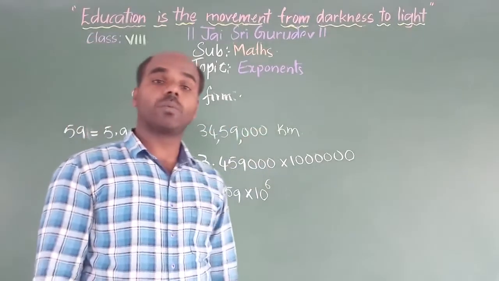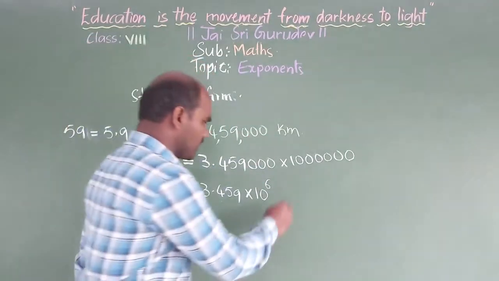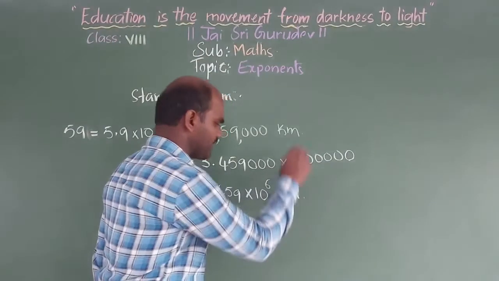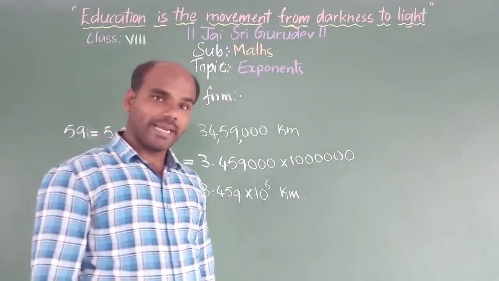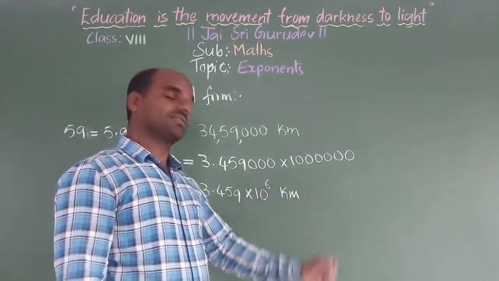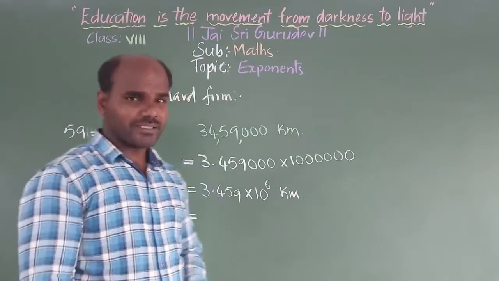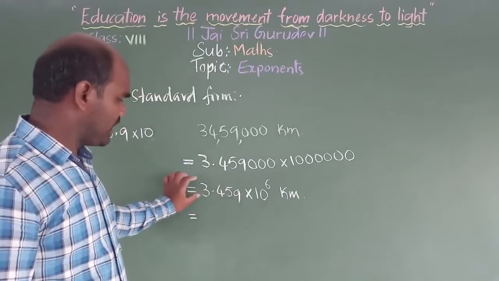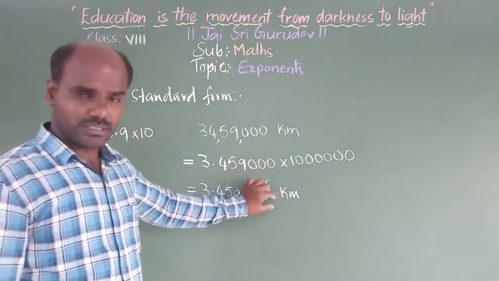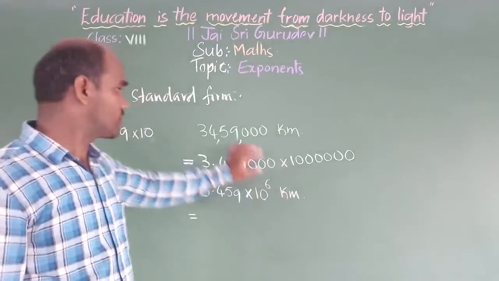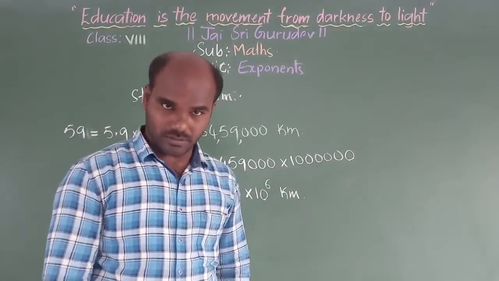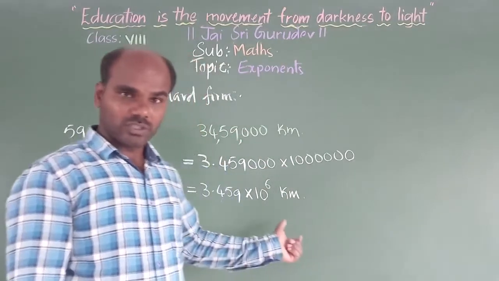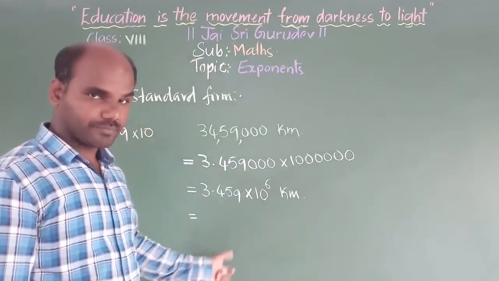It is the standard form of 34,59,000 kilometers. So now we have to write it as 3.459 into 10 power 6 kilometers. That means 3.459 into 10 power 6 kilometers is equal to 34,59,000 kilometers. Okay, they should understand now.